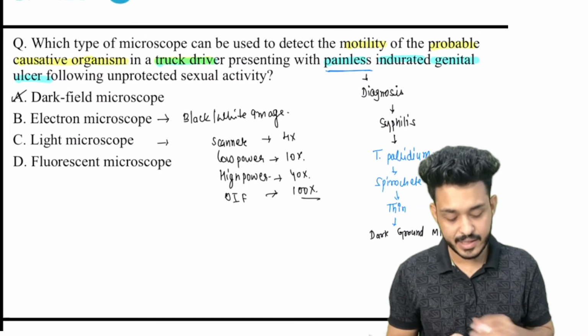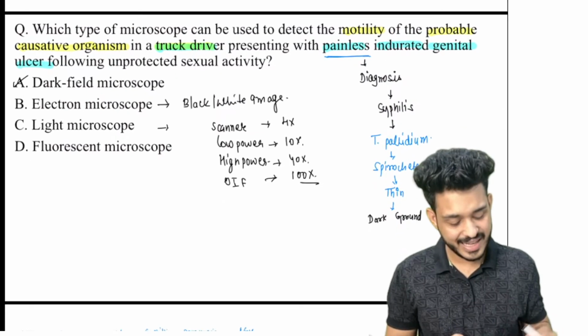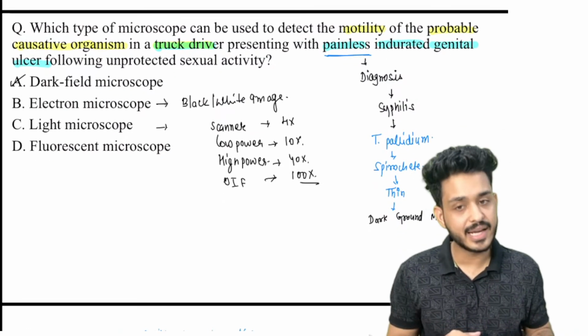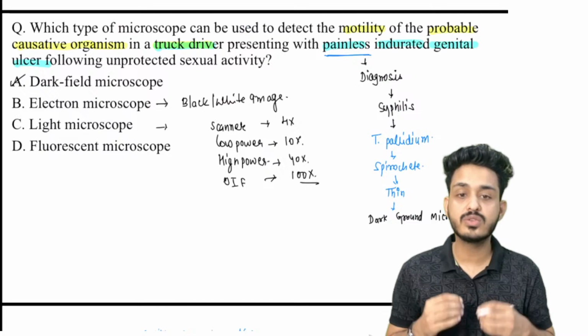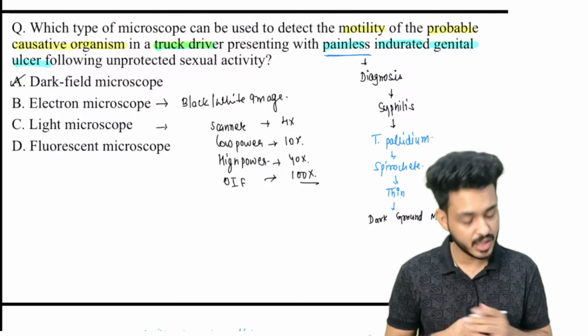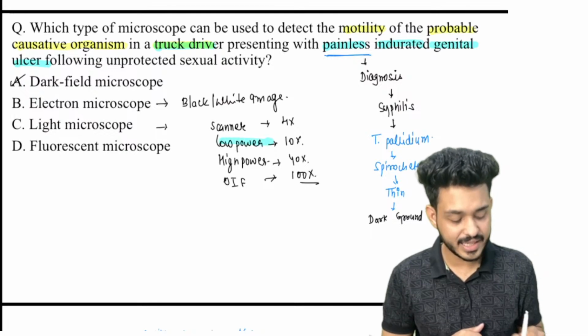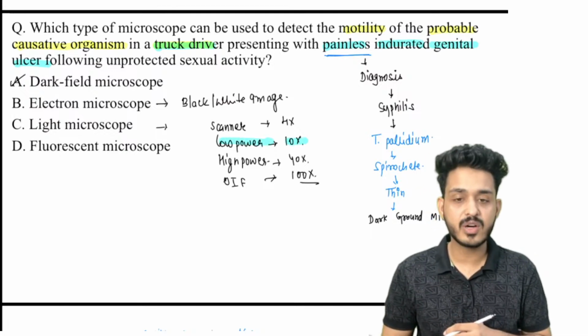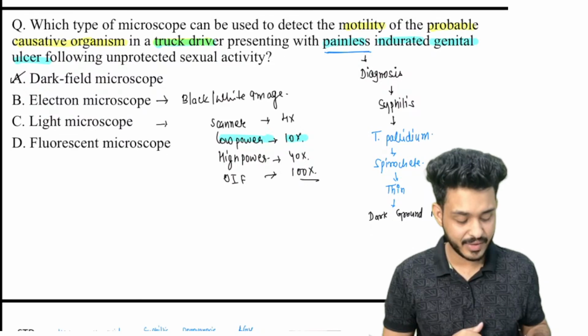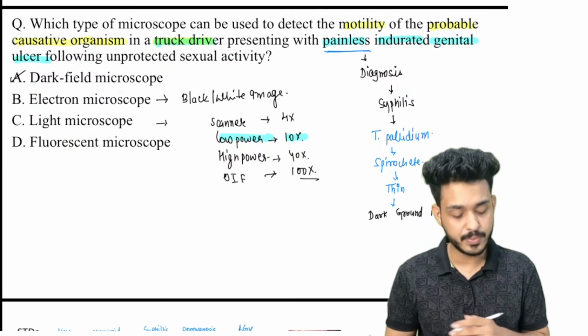So we are having light microscope and electron microscope. In electron microscope, you will be getting a black and white image. The question that they have asked on this: low power will be 10x, high power will be 40x, and lastly we are having oil immersion field, that would be your 100x.